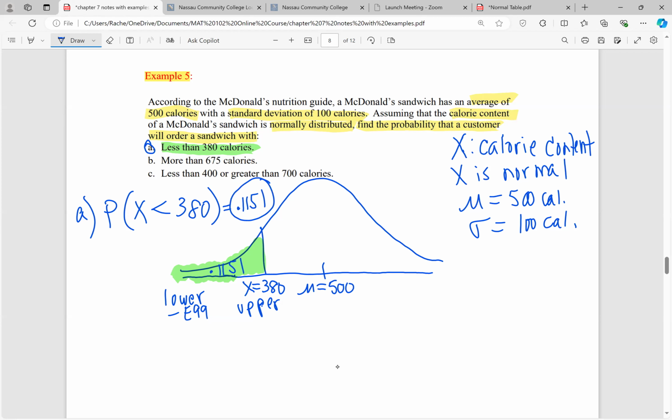So the probability that if you order a sandwich at McDonald's, it's going to have less than 380 calories is about 0.1151.